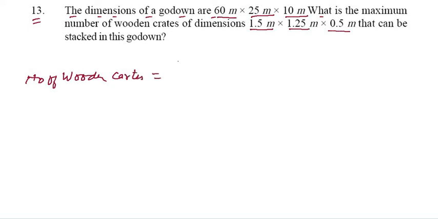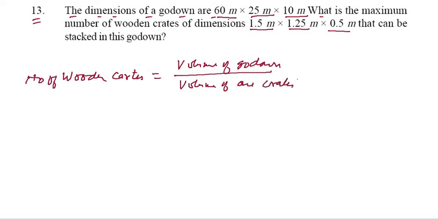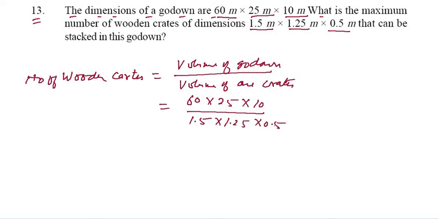That is the volume of godown, and upon volume of one cartage. Yes. Now it is L into B into H. So you can write here 60 meter into 25 meter, and here is 10 meter. And here the volume is 1.5 meter, and it is 1.25 meter, and it is 0.5 meter.